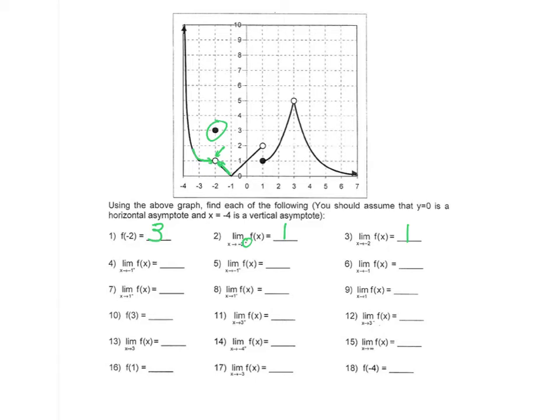I'm actually going to just erase what we've done here so you don't get confused. We can erase that. Okay, so the next one, what is the limit as x approaches -1 from the positive side?